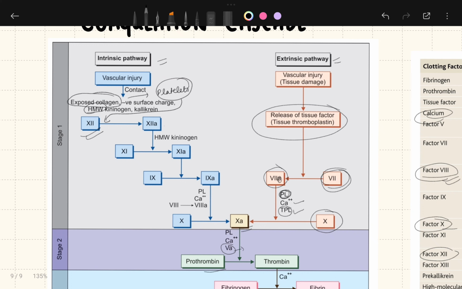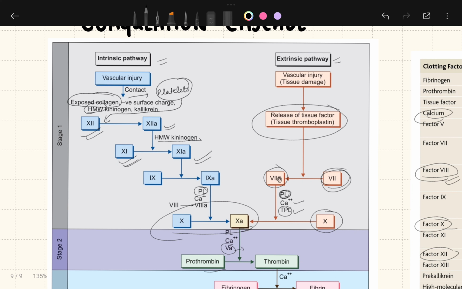So factor 12 gets converted to activated 12A. Now the high molecular weight kininogen will help in the conversion of factor 11 to activated 11, then 9 to activated 9. Then phospholipids, calcium, and the 8th factor, activated 8th factor, will help in the formation of activated Stewart-Prower factor.